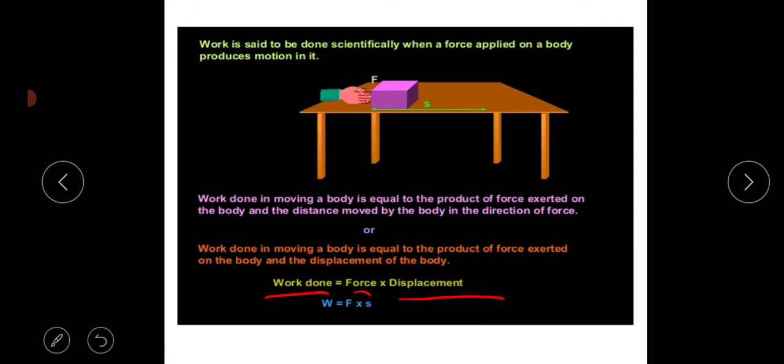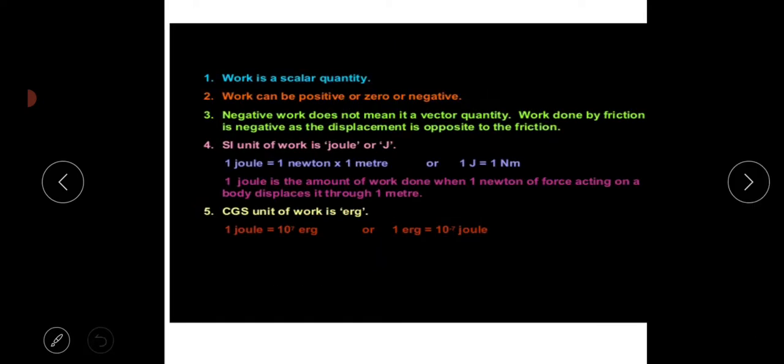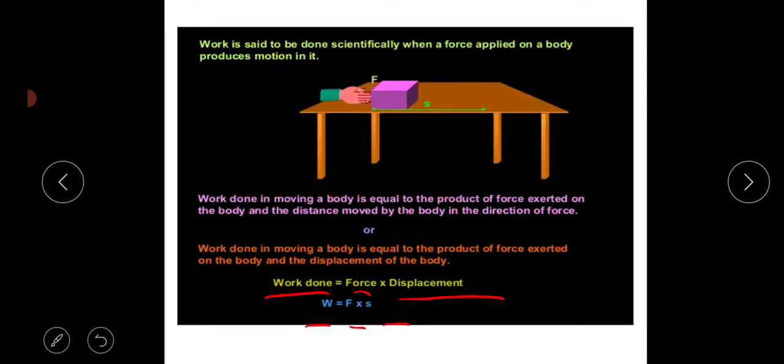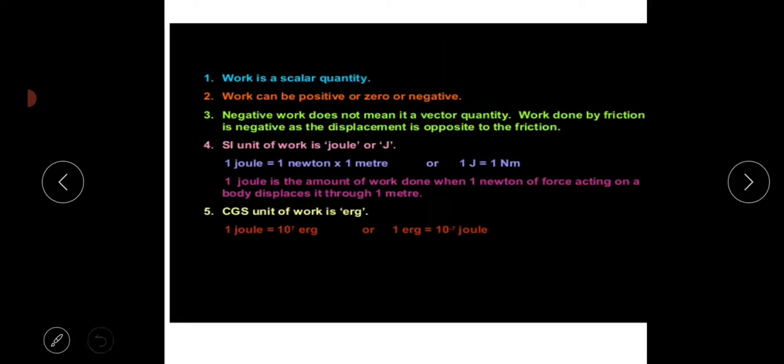We can also write it like this: W equals F into S, where W is work done, F is force, and S is displacement. Work is a scalar quantity. It depends on direction. Work can be positive, negative, or zero. Negative work does not mean it is a vector quantity. Work done by friction is negative as the displacement is opposite to the friction. As we all know, frictional force always works in the opposite direction of the motion. So that is why work done by a frictional force is always negative.